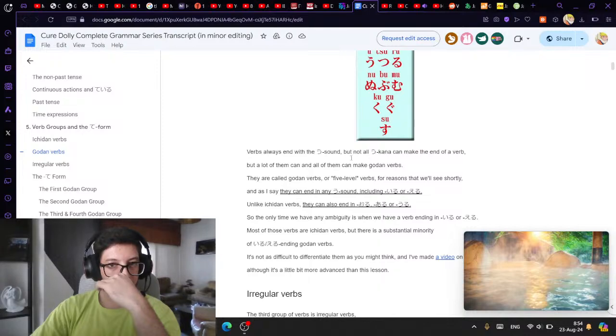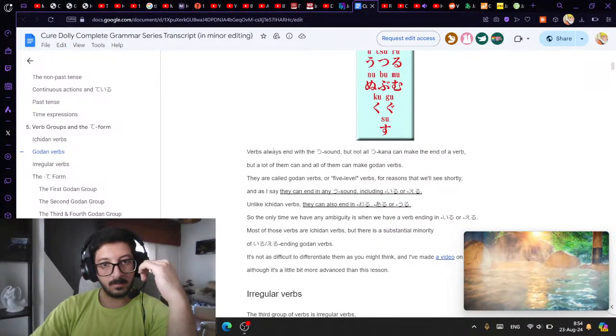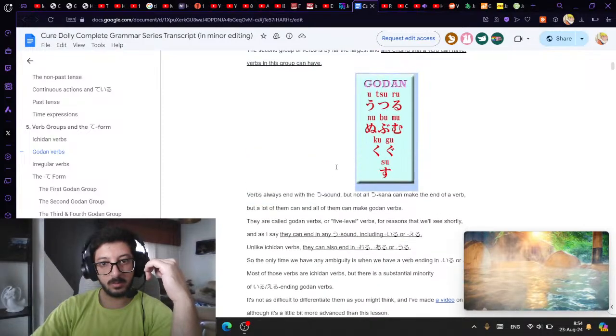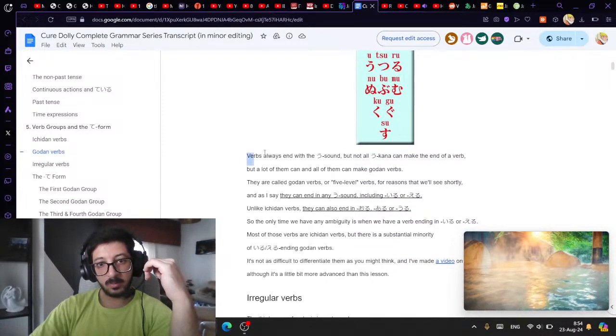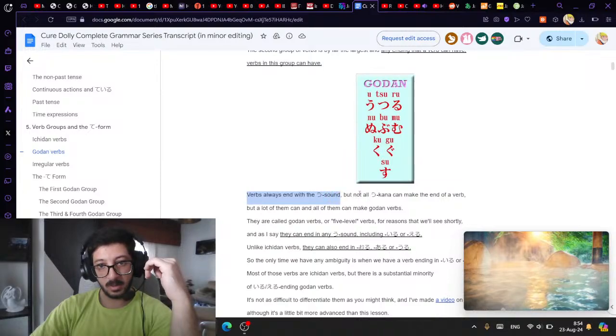They are called Godan verbs. Verbs always end with the u sound. What do you mean? Verbs always end with the u sound, but not all u kana can make the end of a verb. What is the poet trying to say here? Not all u kana can make the end of a verb.